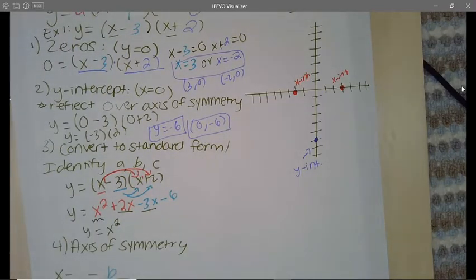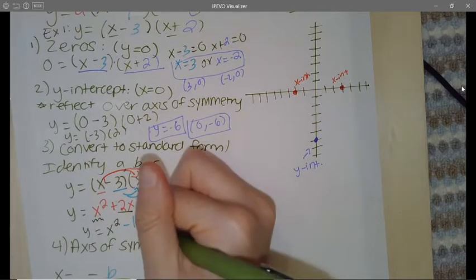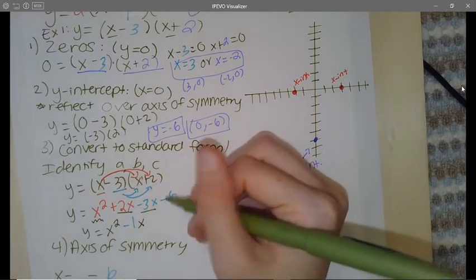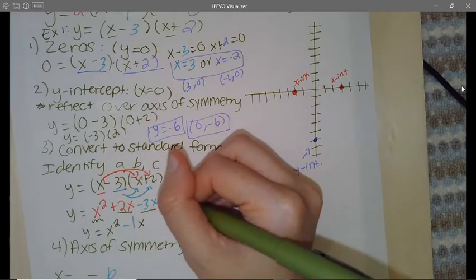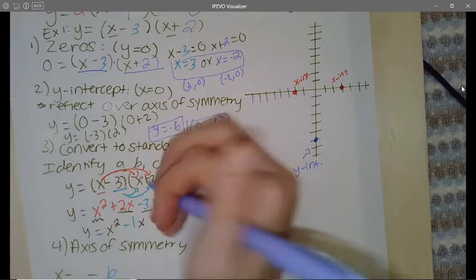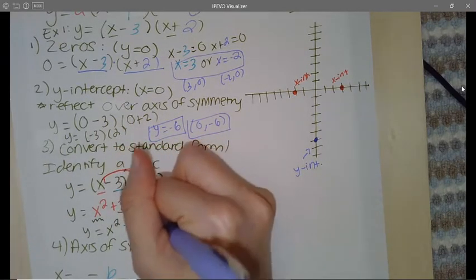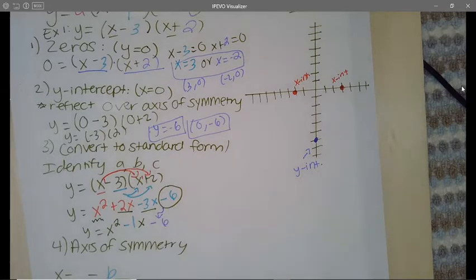So I'm going to write negative, I'm going to put the 1, why not? So negative 1x. And then my last number doesn't have a like term. It's all by itself. It's -6. So guess what? I'm just going to bring it on down. Okay, so I have standard form. Yay, doesn't that look cool?